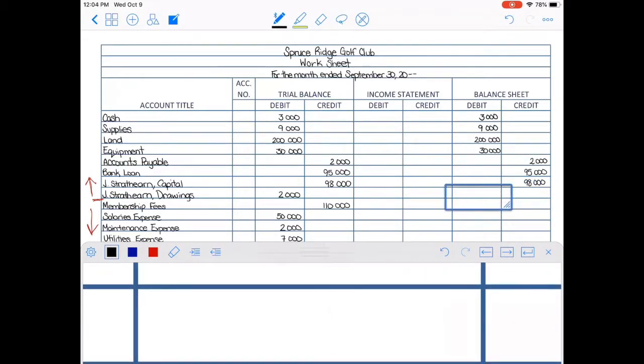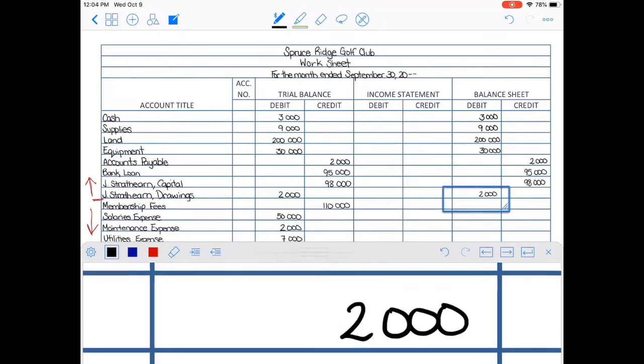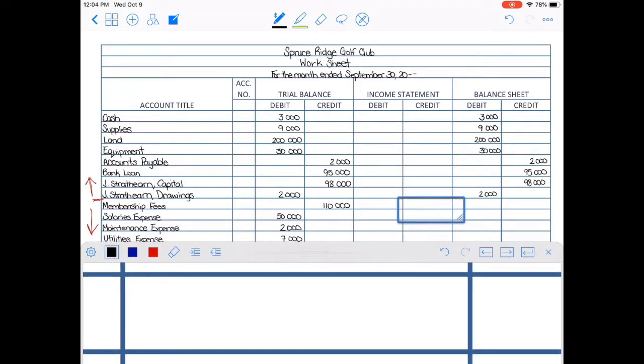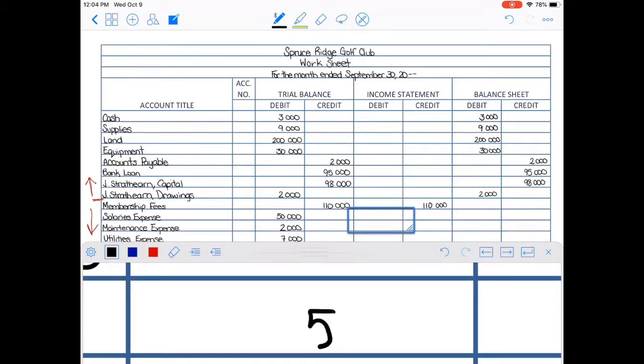And then our drawings is the last one, and it would go in the debit column of the balance sheet. A common error is to include drawings on the income statement, and if you do that, that would be incorrect. So this drawings would be the last number. Now our membership fees are revenue. Revenues belong on the income statement, so again, I'm going to keep that a credit balance as it was in the trial balance, but I'm copying it in this case to the income statement.